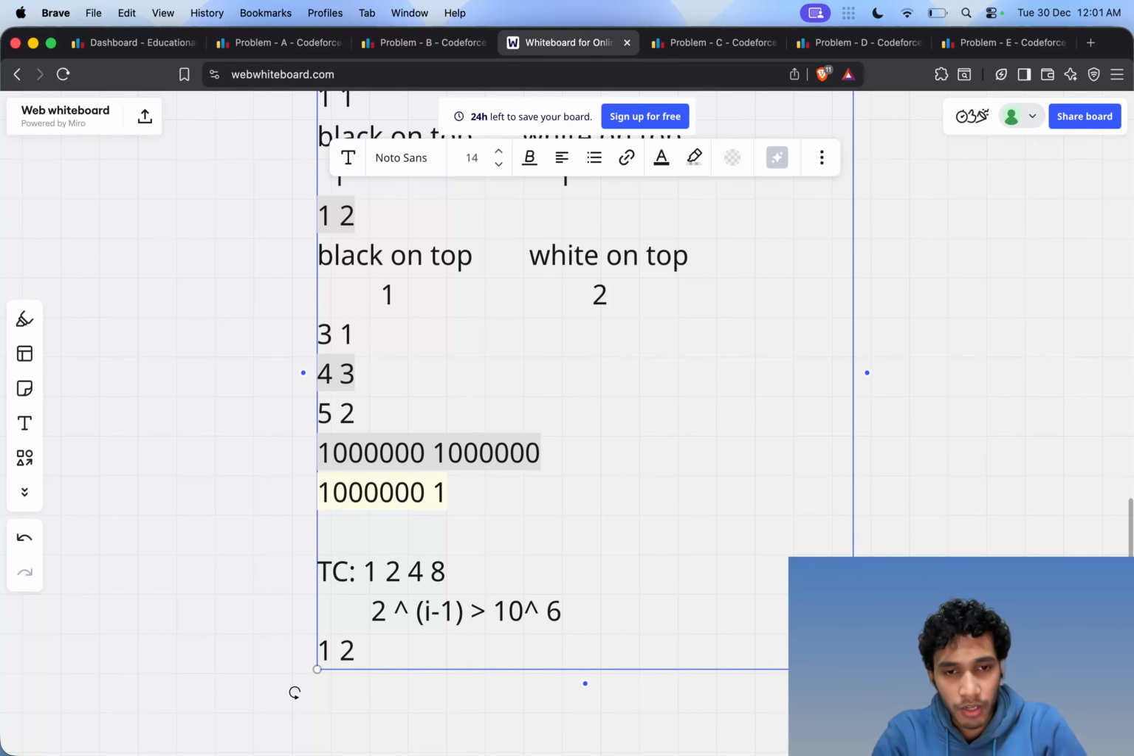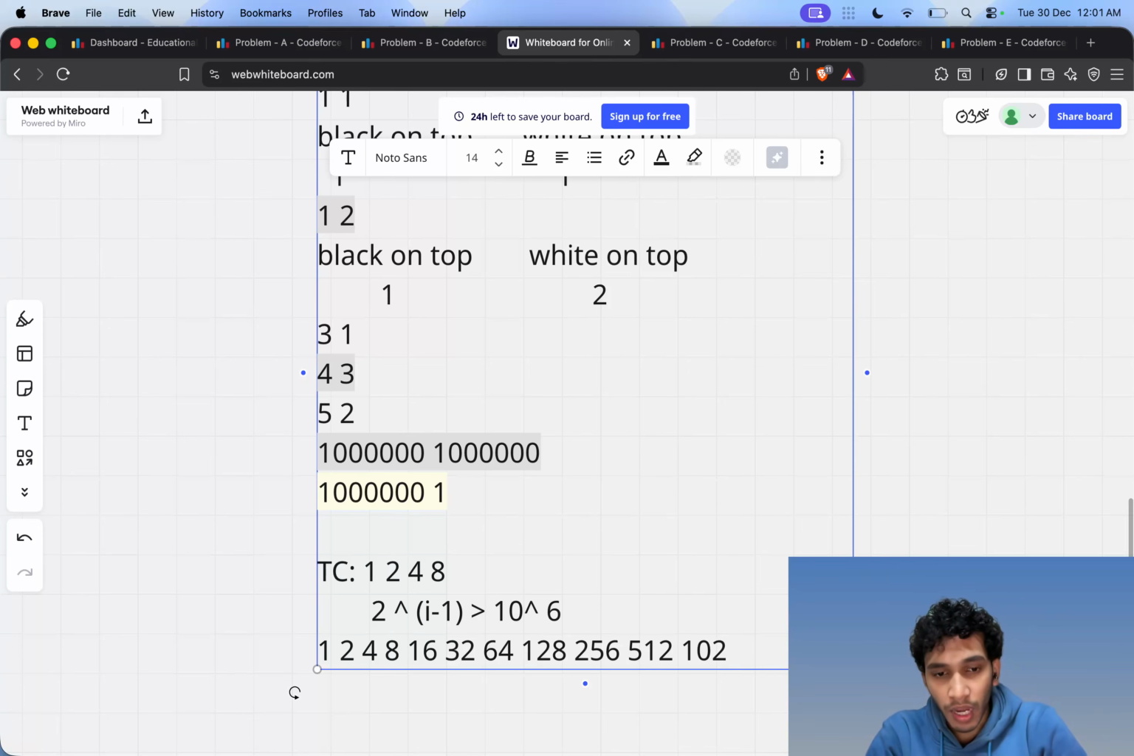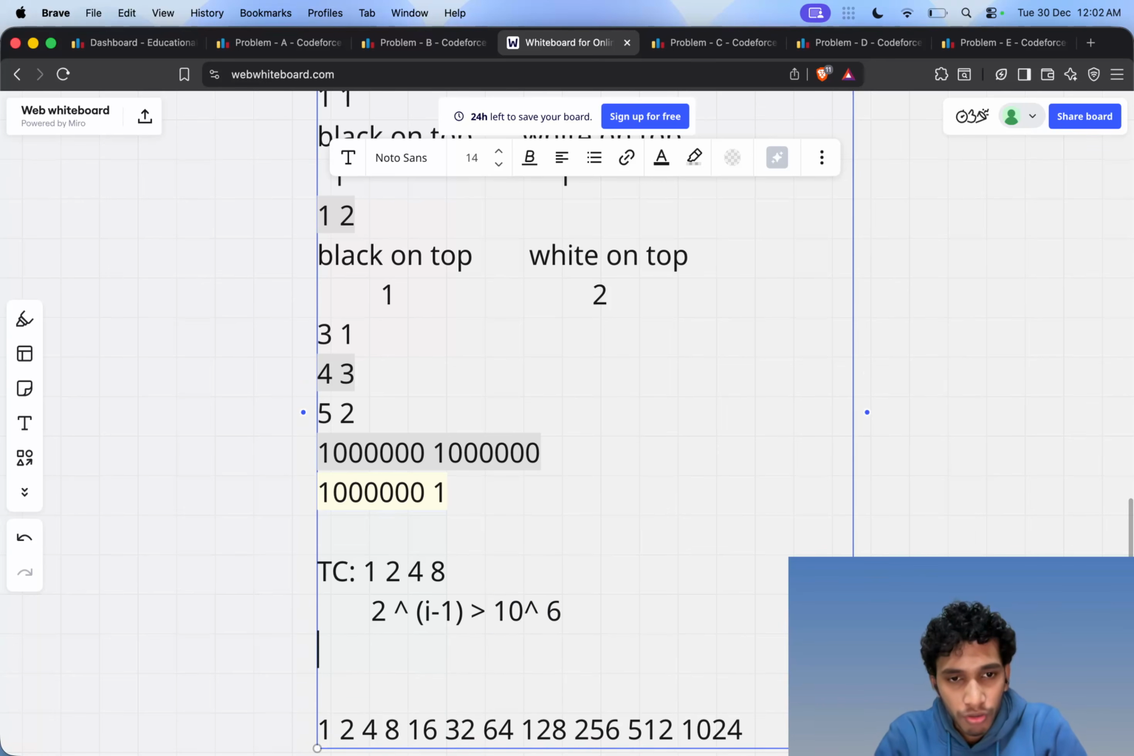Let's calculate. 1, 2, 4, 8, 16, 32, 64, 128, 256, 512, 1024. We are at this point at 10 to the power 3. If we keep iterating, we are just taking log with base 2. Let's do some mathematics here. If we take log on both sides, it is as such.